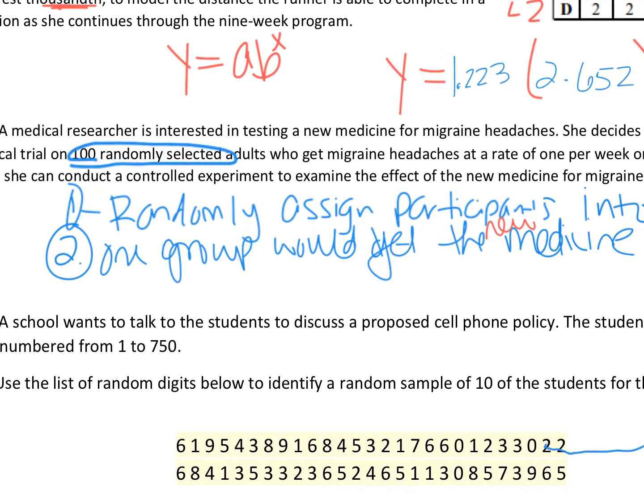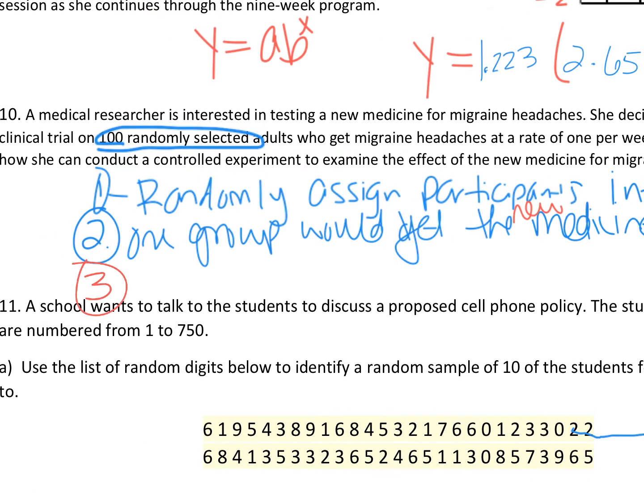And then step 3, so what do we have? We have random assignment, we have a control group, we already have enough people, and she would then be able to conclude cause and effect, or analyze her study for cause and effect.